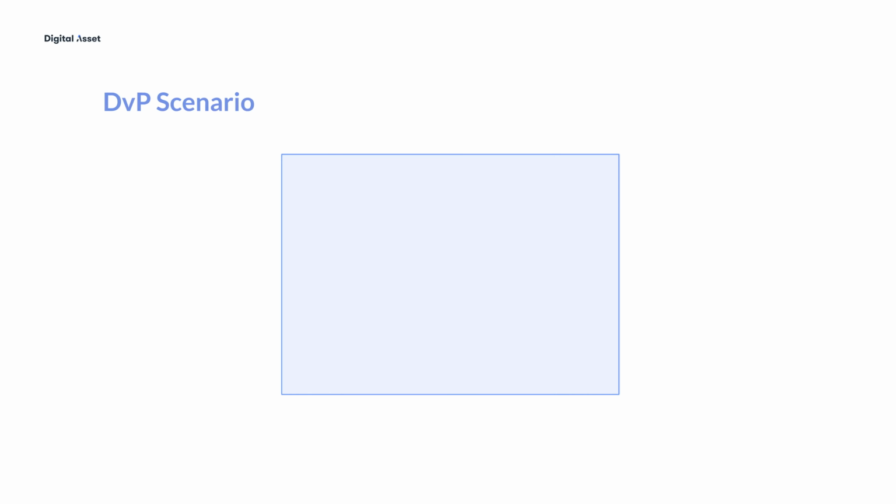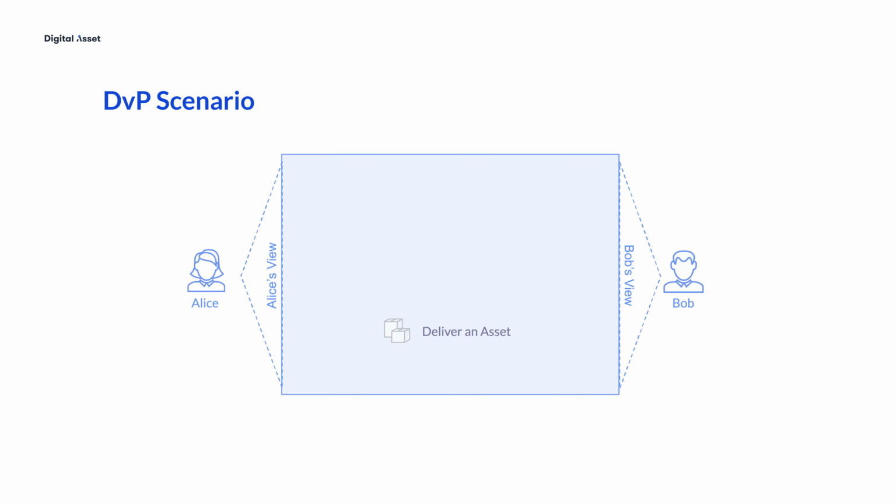Let us take a scenario to trace the flow of messages over the Canton network. The scenario uses a delivery versus payment, or DVP workflow. Alice and Bob are two parties in a contractual relationship in which Alice wants to buy an asset that Bob owns. She will transfer $100 to Bob for that asset.